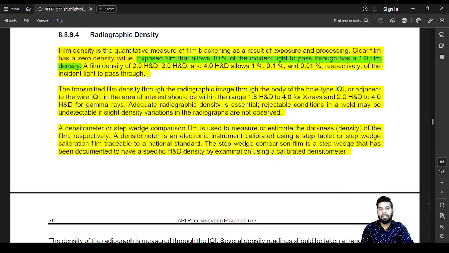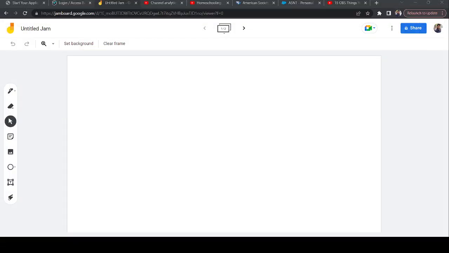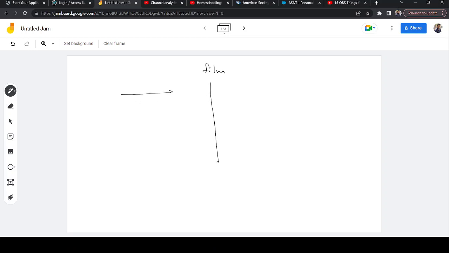So let me show you. It's something like this. Let's imagine this is your film. Let's imagine you have 100% light coming from this side, and again 100% light is passing on this side. So it is essentially a transparent section because it's not absorbing anything. So the density number given to this is going to be 0. Again, if 100% light is coming from this side and only 10% passes, then it is going to be given density number 1.